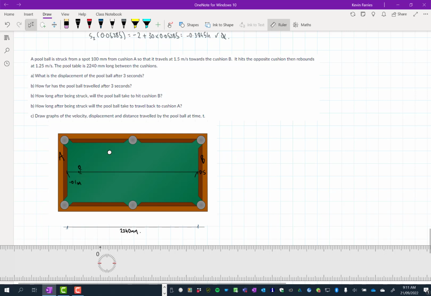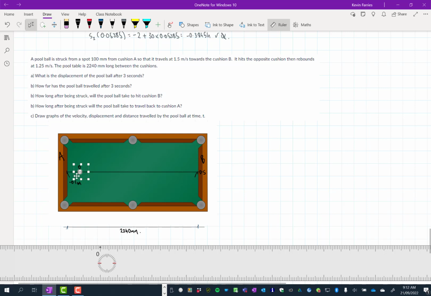So this is where the pool ball starts. So it starts here, like so, and it's 100 millimeters from A. I'm going to change everything to meters because my speed's given in meters per second. Could change these to millimeters per second, wouldn't really matter. Anyway, it's 0.1 from there. We know the total length of the table is 2.24 meters, 2240 millimeters.